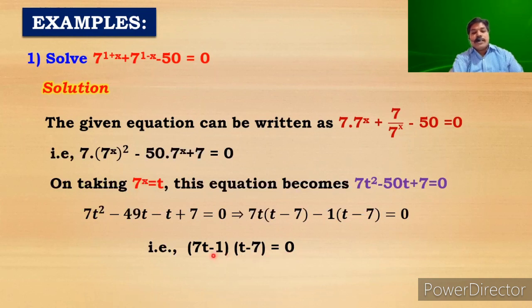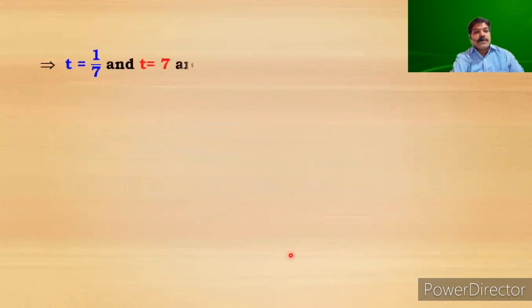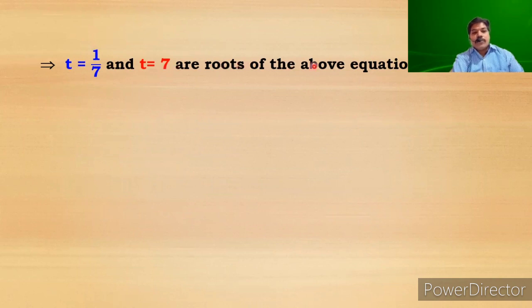So here it is in the form of a into b is equal to 0. So a is equal to 0 or b is equal to 0. That means t is equal to 1 by 7 and t is equal to 7 are the roots of the above equation. But here what is the t value? T value is nothing but 7 power x. So 7 power x is equal to 1 by 7, meaning nothing but 7 power minus 1, and t is equal to 7.